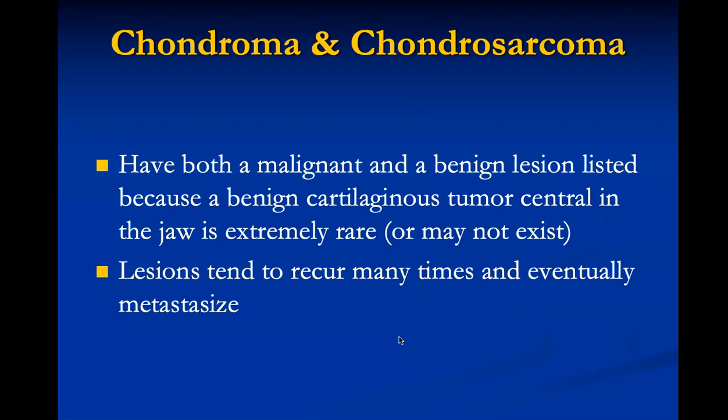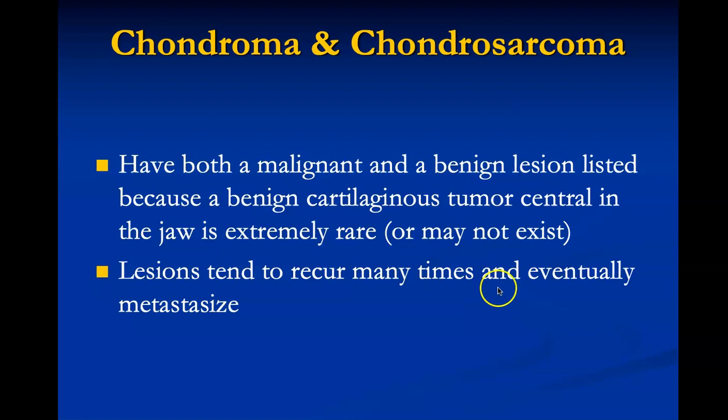The first lesion we're going to talk about is chondrosarcoma, but I put the terms chondroma and chondrosarcoma both on here because there probably is not a true benign cartilaginous lesion of the jaw. What we found is that the ones that were diagnosed as chondromas tended to recur and recur and recur and eventually metastasize. So most likely things that had been previously called chondromas were just low-grade chondrosarcomas because of the fact that they kept coming back and back and back.